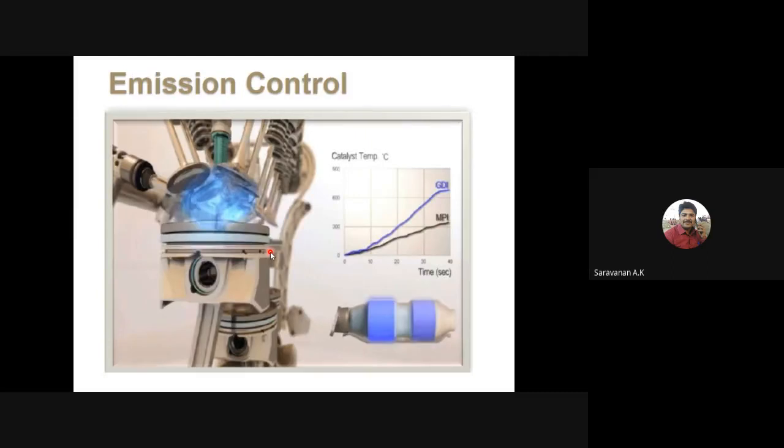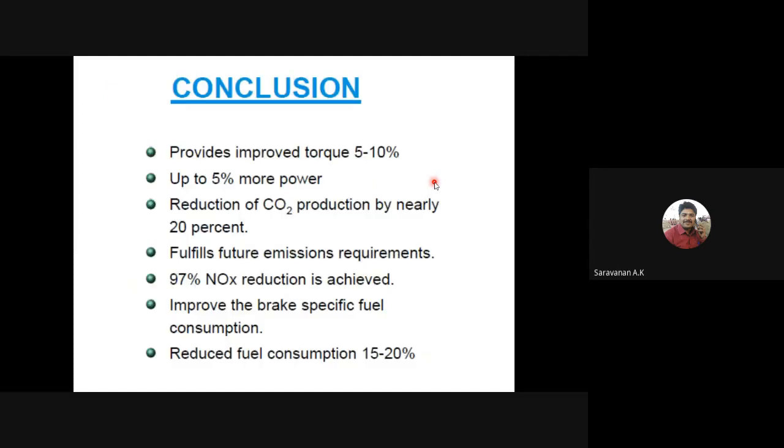Then for emissions, by using the catalytic converter, we can remove the hydrocarbon emissions, which works well in the GDI engines. These are the major advantages we get in the GDI engine. It will improve the torque by around 5 to 10%, and we can get more power, and it will reduce the NOx as well as the hydrocarbon emissions. Nearly 20% of emissions will be reduced.